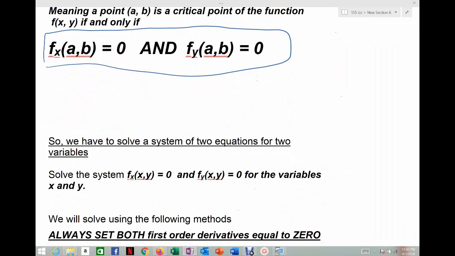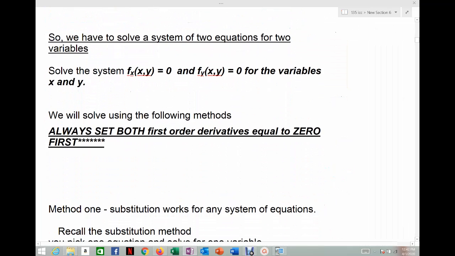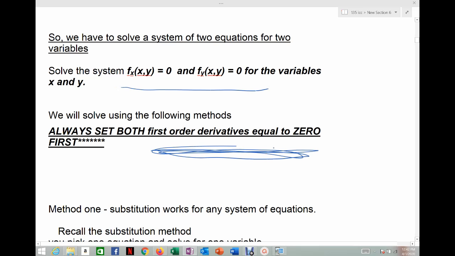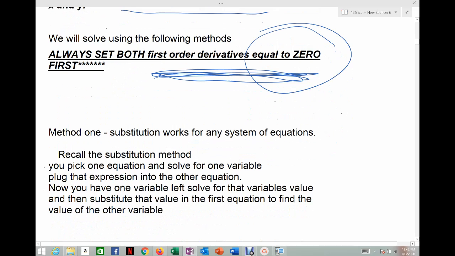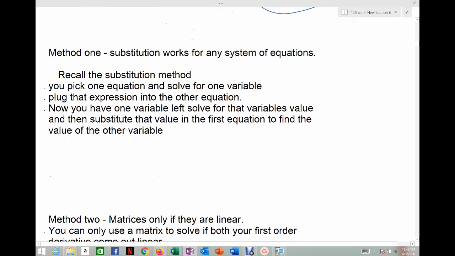So what we have to do is solve a system of equations. There's a bit more algebra to be done in these cases. I have to take my first order derivatives and set them equal to 0. Always do that first. All the math I do from that point on only works if I've set both my first order derivatives equal to 0. And then you've got three methods that you can use.